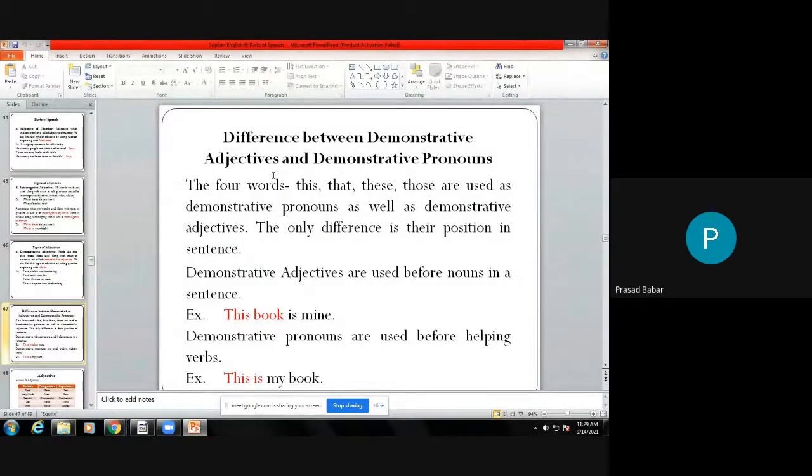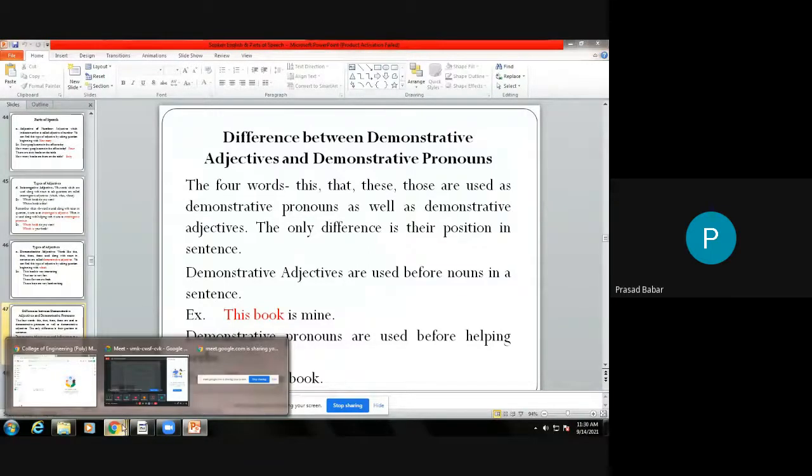Okay, so demonstrative adjectives, generally we use them before nouns in a sentence, and demonstrative pronouns, we generally use them before the helping verb. Okay, so let's compare it with the example. Example is, this book is mine. Okay, so here this came along with the noun book. Book is working as a noun in this sentence.